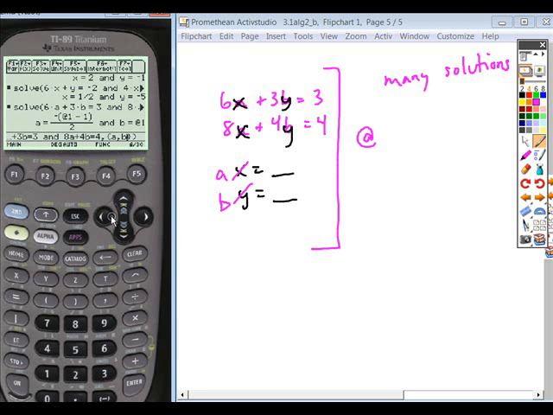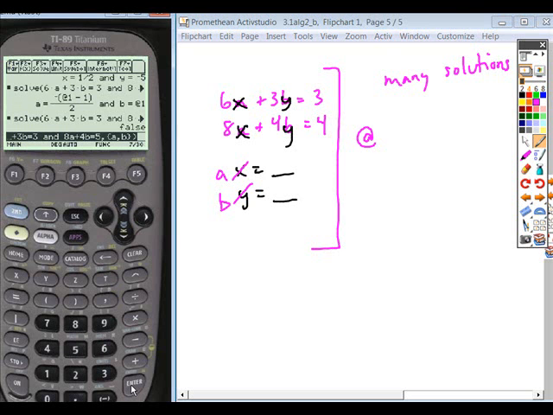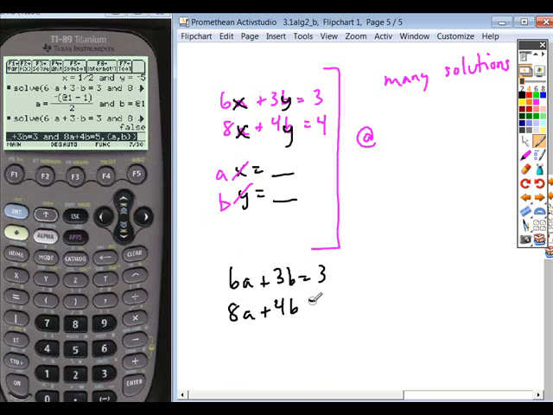Okay, what if I were to change this slightly, and I come up with this relationship. So all I did is I changed this number to a 5. So I had 6a plus 3b equals 3, and I had 8a plus 4b is equal to 5. So this one is the same line. And what about this one? What do you think it means when it gives you false? No solution.